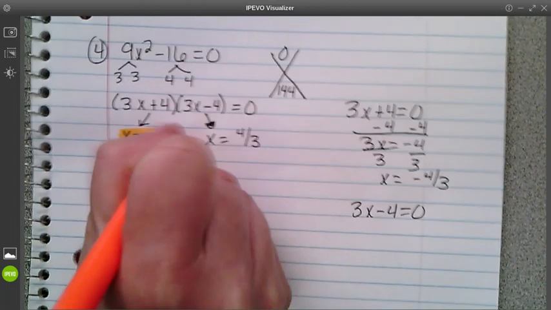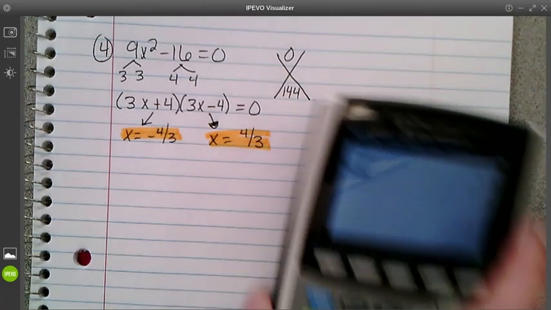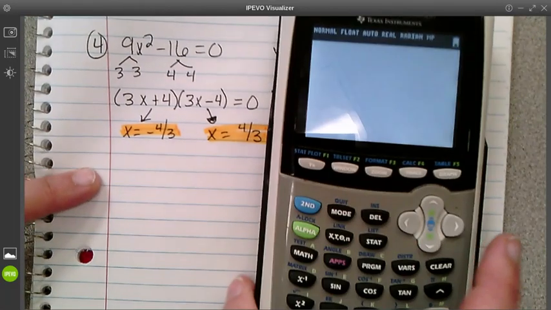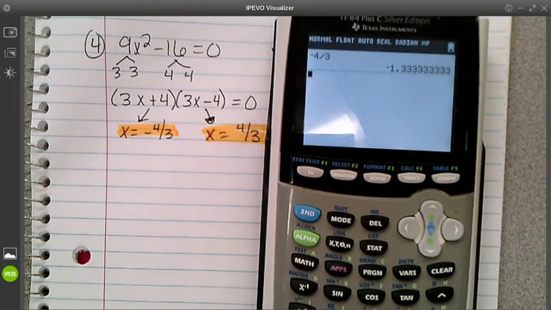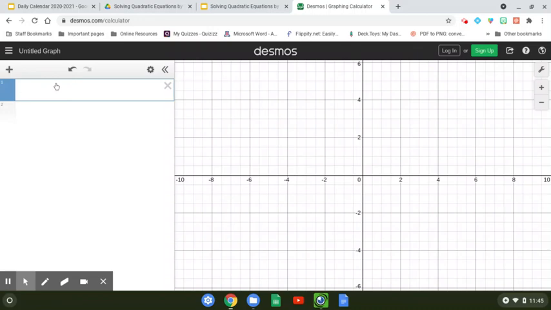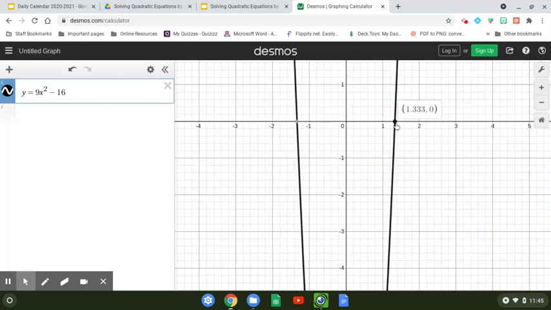All right, we're going to check this one last one on Desmos. So I'm going to need the decimal versions of these. It's better as fractions because it's more exact. But since Desmos doesn't work with fractions, I have to do the decimal equivalent. So negative 1.3 repeating. So let's go over to Desmos. Let's type this in. Y equals 9x squared minus 16. I'm going to zoom in on them a little bit. There's your positive 1.33 and your negative 1.33. So negative 4/3, positive 4/3.